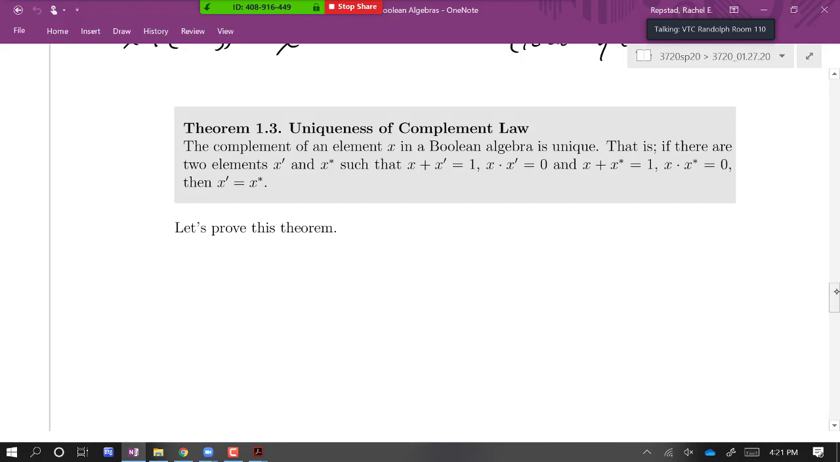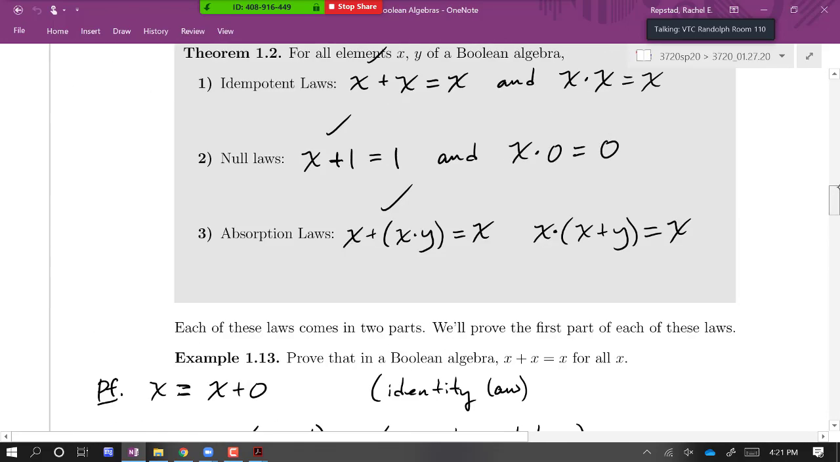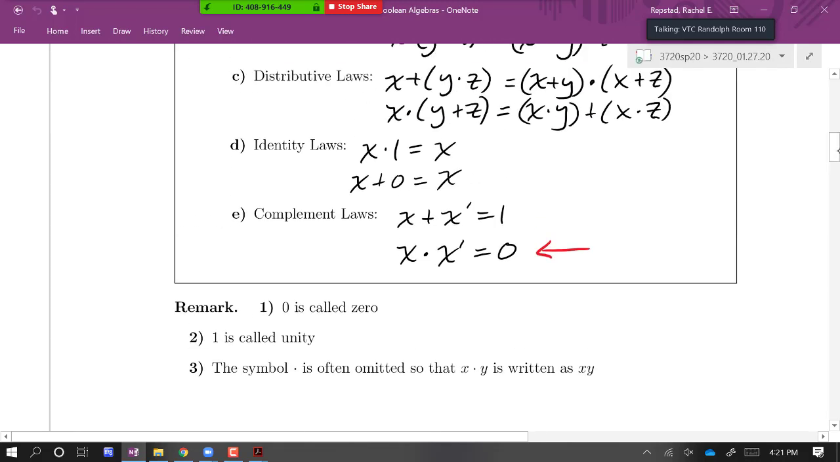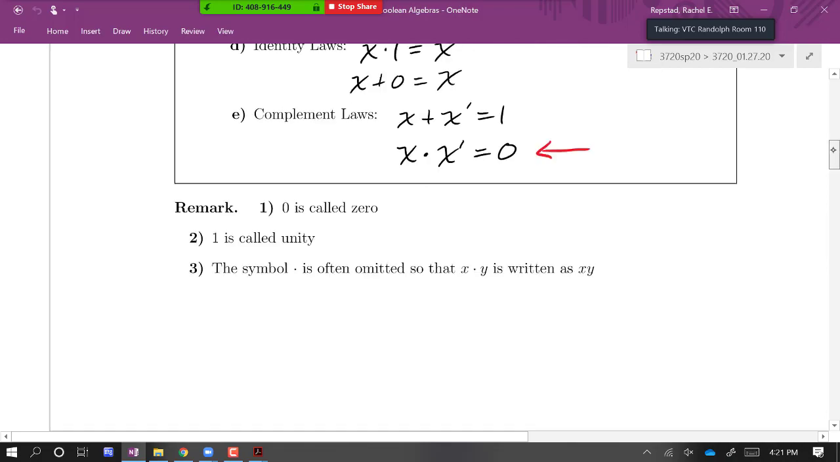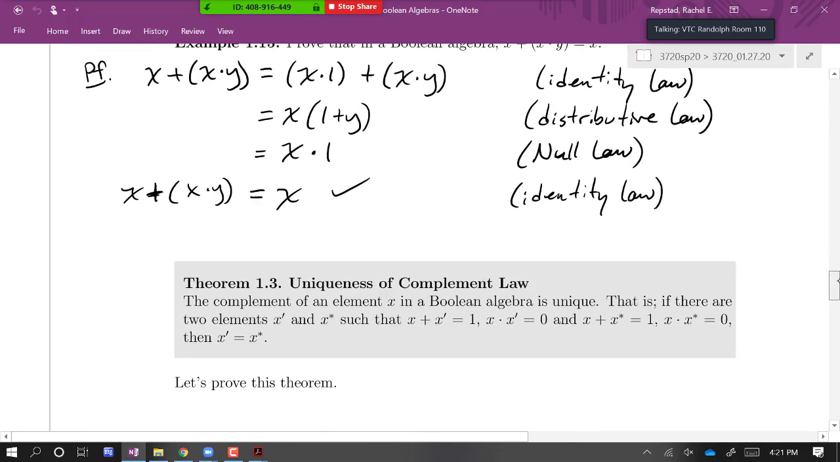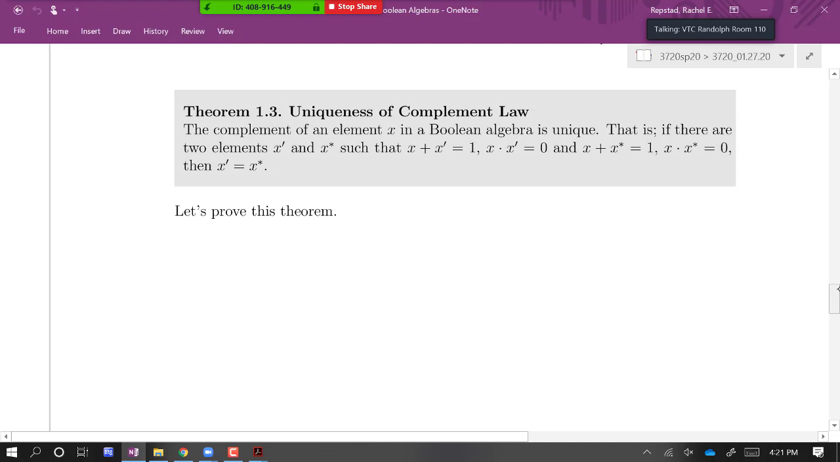The first one is the uniqueness of complement law. So we know that every element has a complement, and the complement has to satisfy this complement law. That each element x has an x prime complement, so that if I add an element to its complement, I always get 1. If I multiply an element by its complement, I always get 0. This theorem that we're going to show is that the complement is unique, that for each element, there is only one other element that serves as the complement.